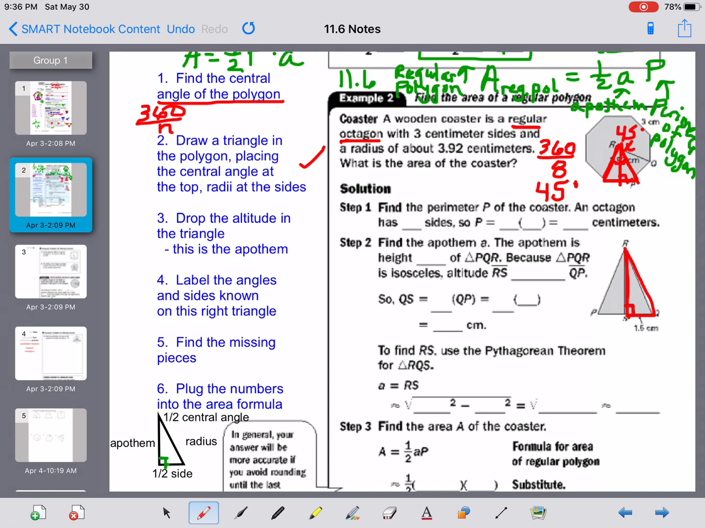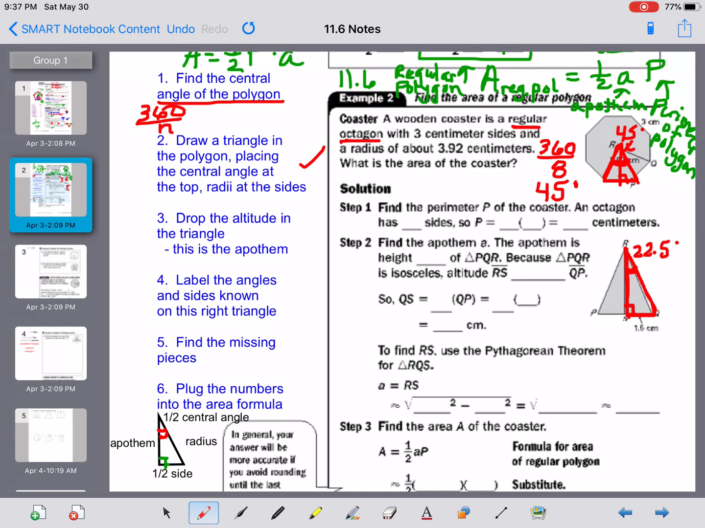Careful. If I drop that apothem down, I now cut my central angle in half because I only care about half of that triangle, which is now a right triangle. I need half of my central angle, so when I divide that 45 in half, I have 22.5. Notice down here, what's at the top every time? Half my central angle.